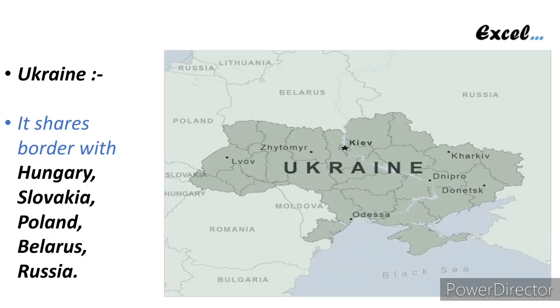Let us see from the map where Ukraine is. It is near the Black Sea. It was one of the few countries which separated from the former USSR in 1991. It shares borders with Hungary, Slovakia, Poland, Belarus, Russia.